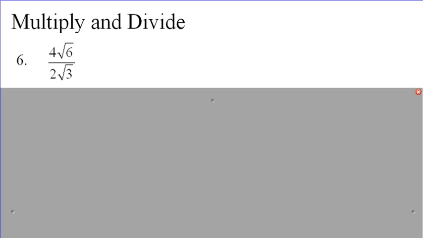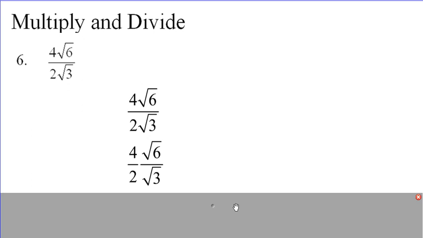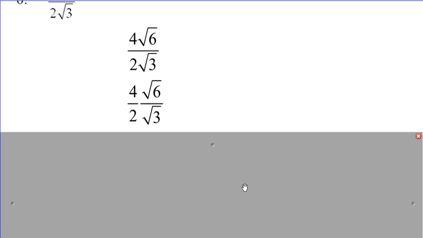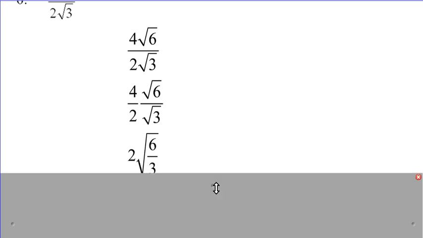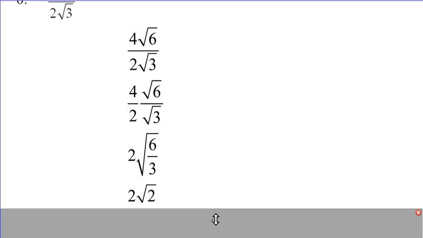For number 6, we have 4 square roots of 6 divided by 2 square roots of 3. We have values on the outside of our square root. We have values underneath our square root. And so we know that the outsides will interact with each other and the insides will interact with each other. We know that 4 divided by 2 is 2. And then we have the square root of 6 divided by the square root of 3. And we could, of course, rewrite that as 1 square root. 6/3 we know is a value of 2. So we have 2 square roots of 2 as our simplified answer.